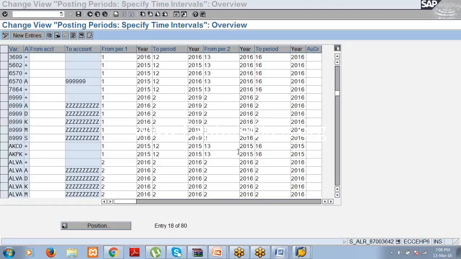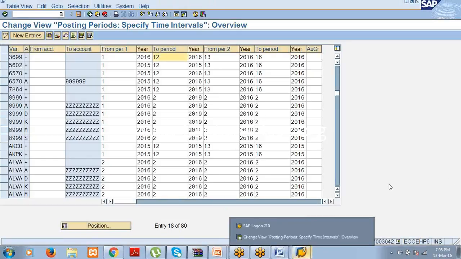Sir, here I have a small doubt. Could you please explain the same point again, just before? Sir, which one? Sir, just before, you had given S_ALR_87003642.